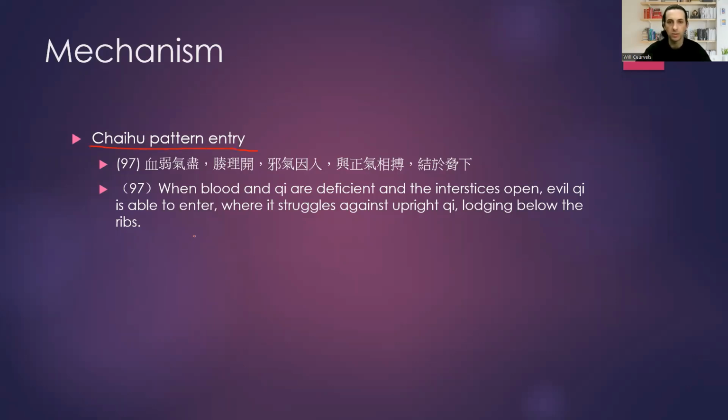Well, what do we know about Chaihu pattern? This is about the Xiao Chaihu Tang pattern. When blood and qi are deficient, the interstices open. Evil qi is able to enter, where it struggles against upright qi, lodging below the ribs. So we know that in a Chaihu pattern, there's already a degree of blood and qi deficiency. That's why we see the use of dangshen in Xiao Chaihu Tang. We also have, of course, gancao and dazao in there as well, also supplementing blood and qi.